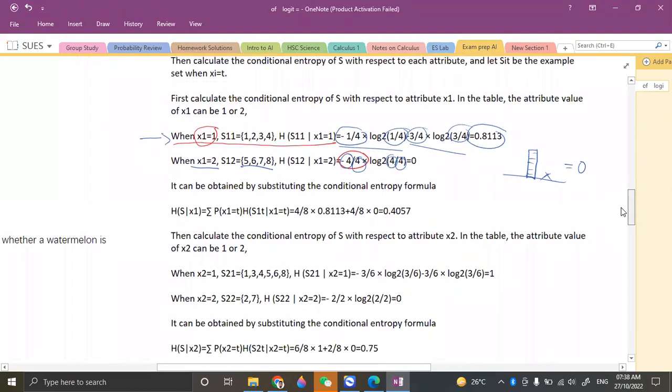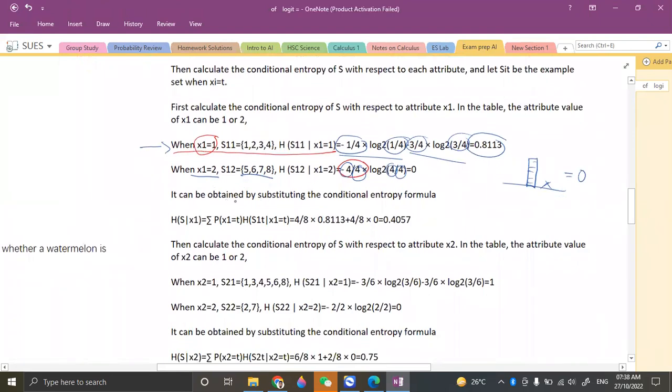Now let's come back here. So now we have to find the summation. We have to add them together. So the first condition, the result was 0.8113, right? And for the second one, the result was 0. So here you see the first one 0.8113, and then we have to consider the whole scenario.